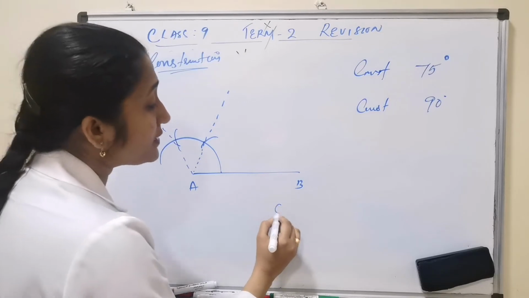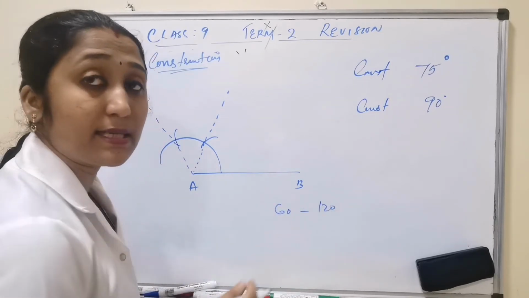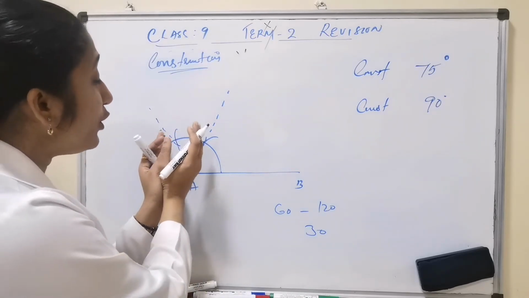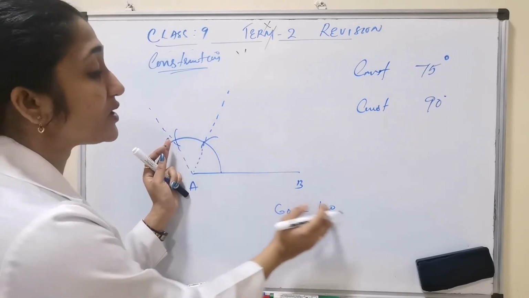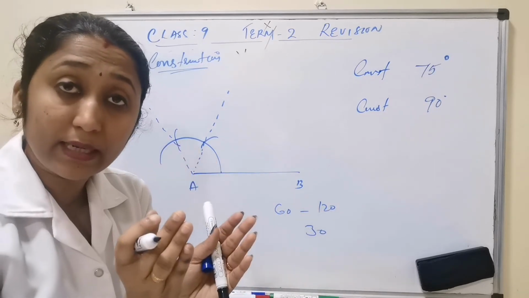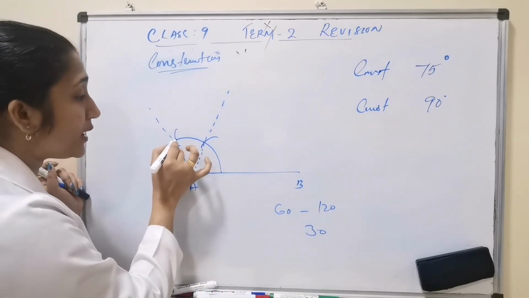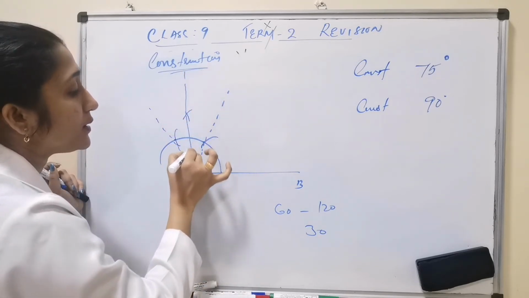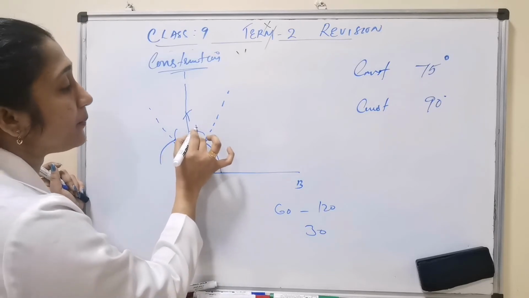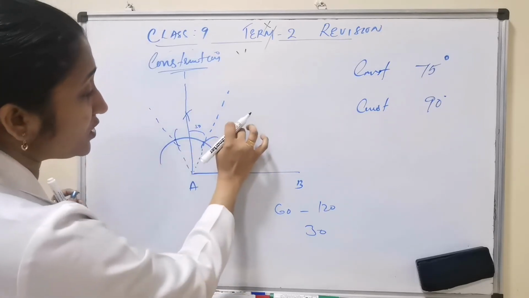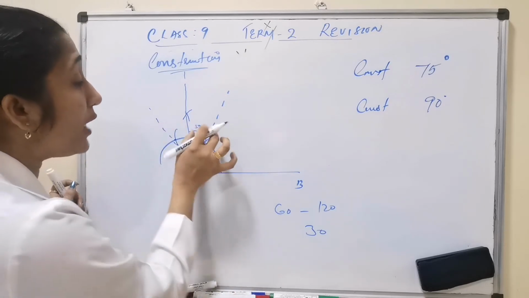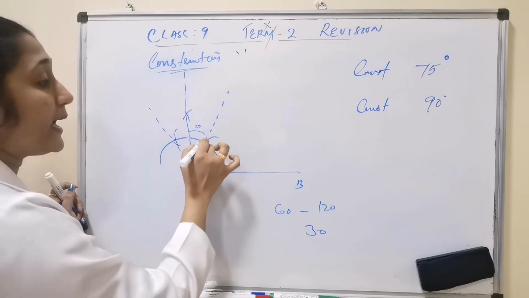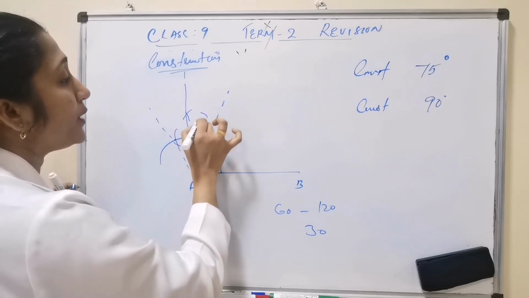Between 60 and 120, there are 60 degrees of division. So if you bisect between the two, between 60 and 120, you will get 90 degree. We have to bisect, which means point here and cut one arc, point here and cut one arc. Again, you have to bisect between the two, that means this 60 and this 90. Again, point here and cut it. Again, point here and cut it.